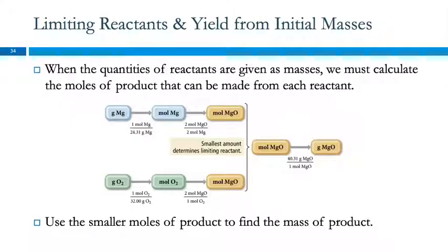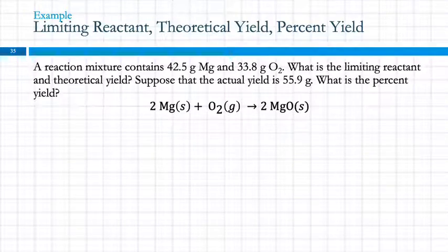Let's make sure I've got the right slide here. Okay, so here's a real example with the magnesium and the oxygen. Reaction mixture contains 42.5 grams of magnesium and 33.8 grams of oxygen. What's the limiting reactant? And the theoretical yield. And then it says, suppose that the actual yield is 55.9 grams, what's the percent yield? Okay, so lots and lots of questions there. Let's just start at the beginning.